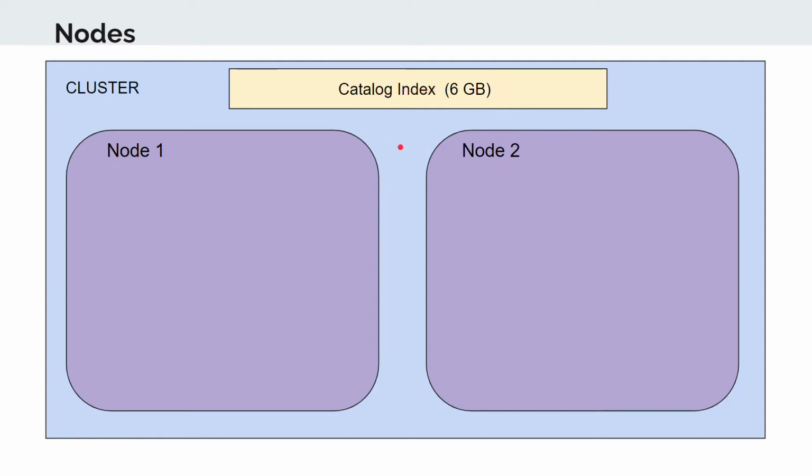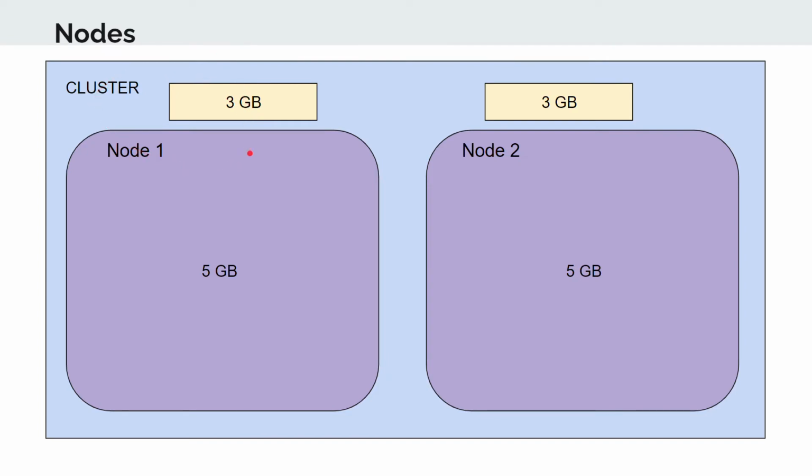Now let's take an example of a catalog index of size 6 gigabytes and see how it can be stored in a cluster. As you can see, each node in the cluster has a maximum of 5 gigabytes of memory, which is clearly less than the index size. A logical solution to this is to split the index into smaller parts. And each part can be of 3 gigabytes, stored in different nodes.